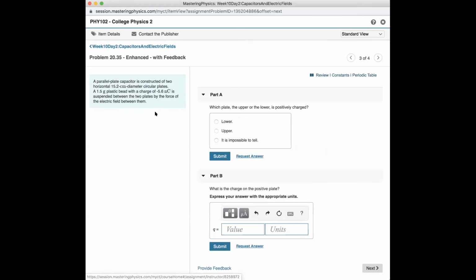Third problem is, again, circular plates, but we have a charge in between, and that charge is being held up by that electric field. You're given the mass of that plastic bead that has a charge and is being levitated by this electric field. Figure out, from the fact that this charge is levitated, what that field must be, and then work backwards to figure out what must be the charge on one of the plates inside this structure.